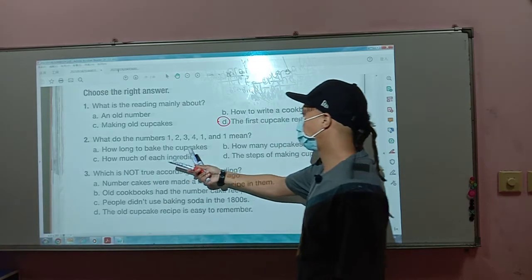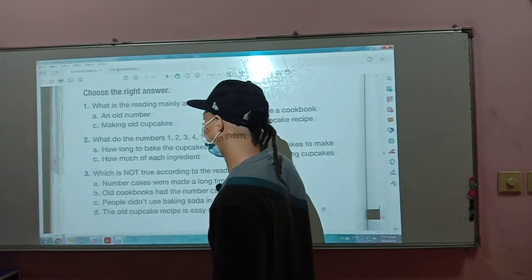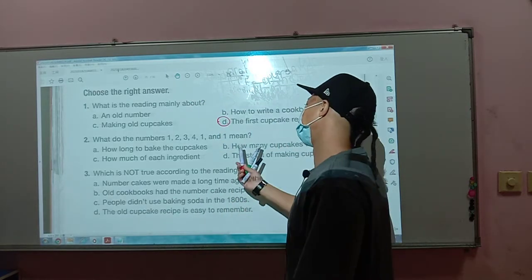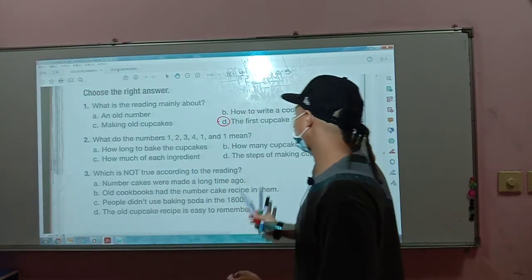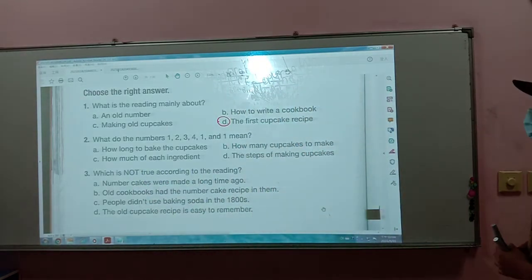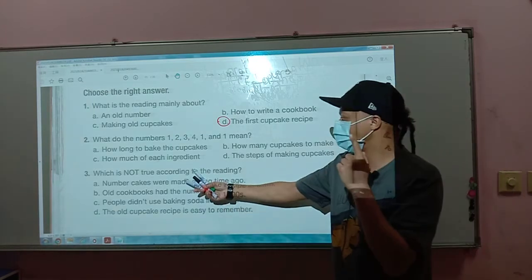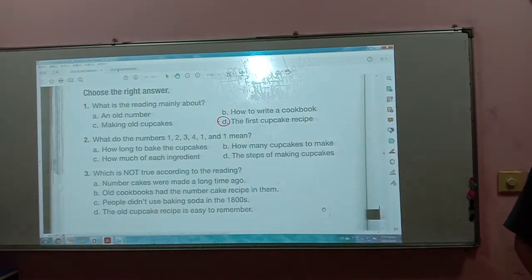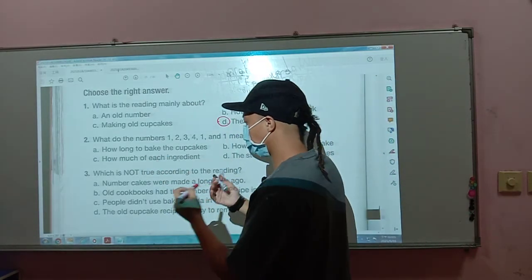Number 2, what do the numbers 1, 2, 3, 4, 1 and 1 mean? It means how long to bake the cupcakes. Is it how many cupcakes to make? How much of each ingredient, or the steps of making cupcakes? So I was looking at this answer and I was like, it could be C, could be D, but I think the best one to use over here is how much of each ingredient, okay?